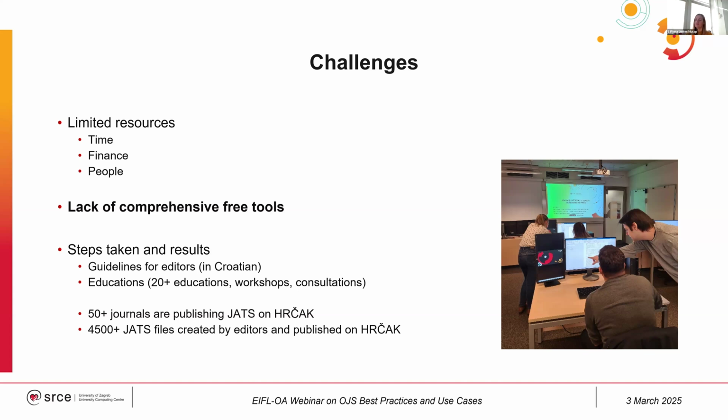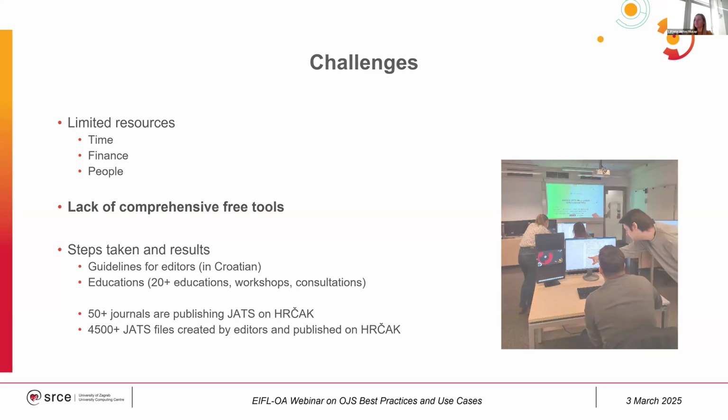More than 50 journals on Jertec at the moment publish JATS XML, which significantly improves metadata quality and interoperability. Editors have independently created and successfully published more than 4,500 JATS files on Jertec. And even though it is a nice number compared to the number of full text articles on Jertec in general, there is still a lot of work to do.